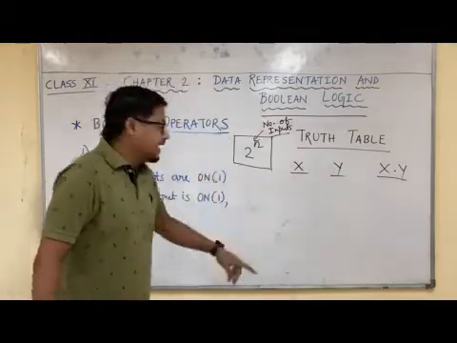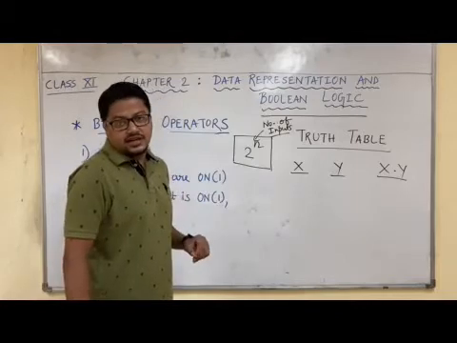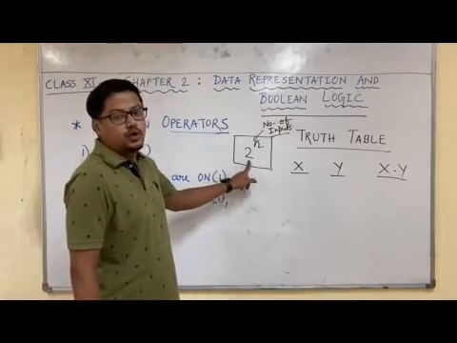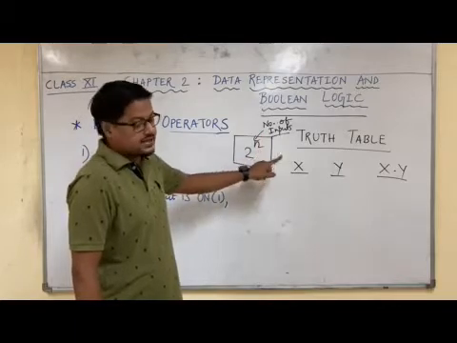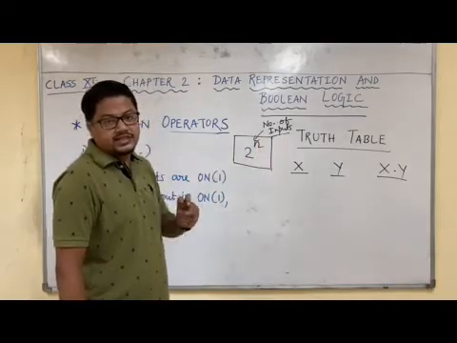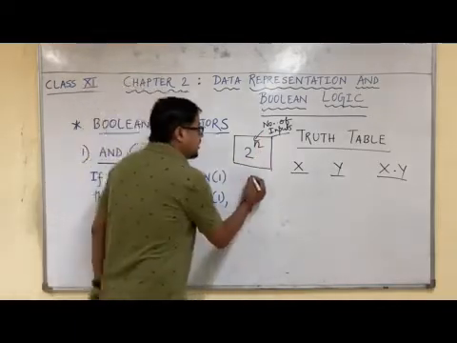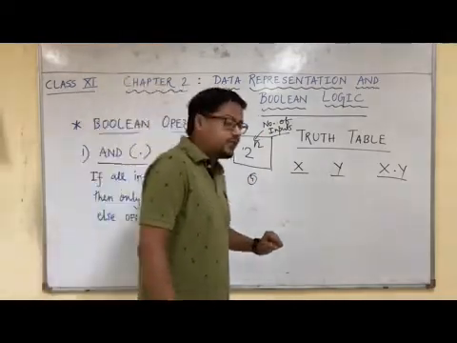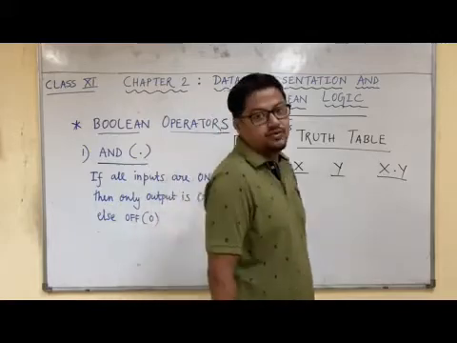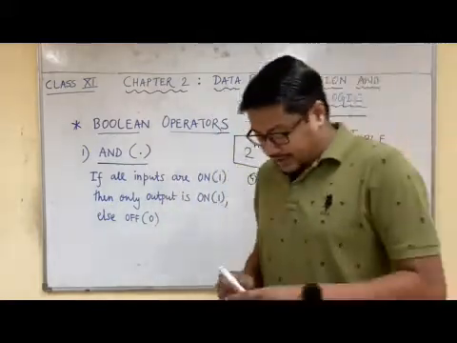How do we decide how many entries are necessary here? We will use this formula 2 to the power n. What is n? N is number of inputs. How many inputs do we have in this? 2. So 2 square will be 4. So students, in this truth table of 2 inputs, how many entries have to be there? Entries will be 4.